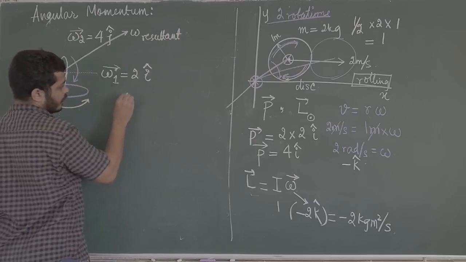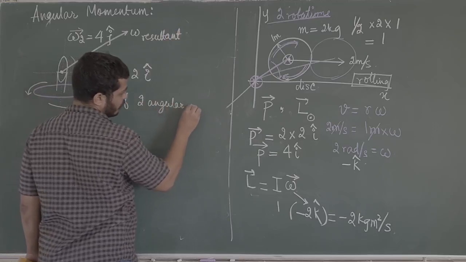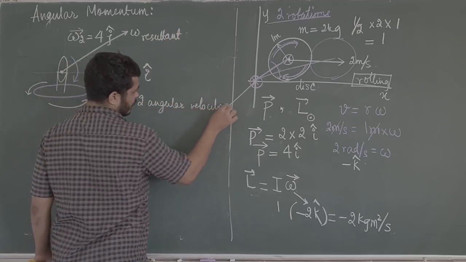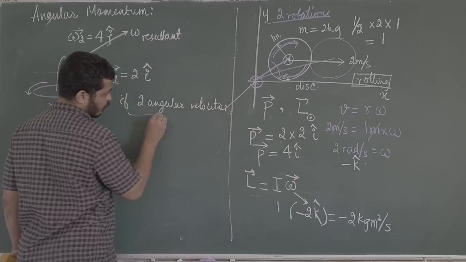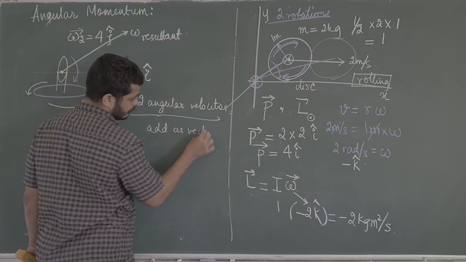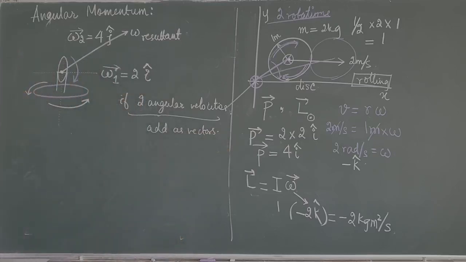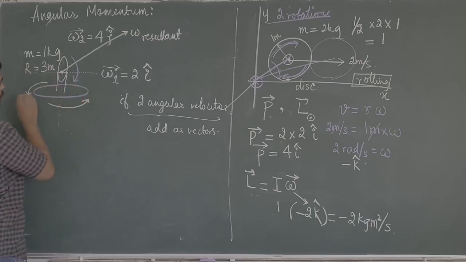If there are two angular velocities, just remember that the angular velocity is a vector. So what you're supposed to do is add as vector. If there are two different angular velocities, you add them up as a vector quantity and then you start solving the problem. Let us say the mass of this thing is equal to 1 kg. Let us also say that the radius of this thing is equal to 3 meters. And let us assume that this thing is a ring. It's simply a ring.